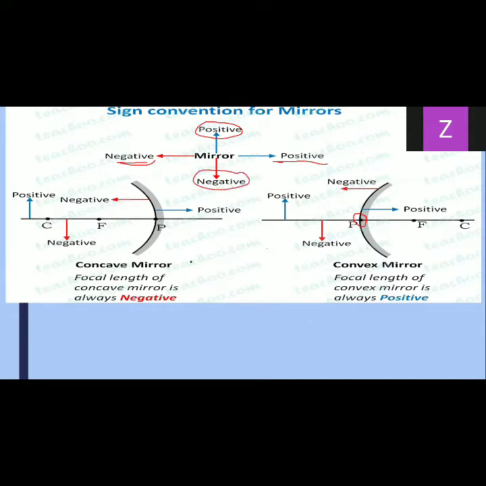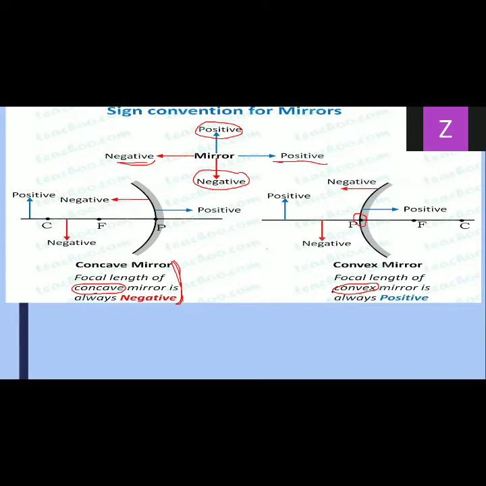The last point, which is very important, is about the focal length. The focal length for concave is always negative, and for convex, it is always positive. So these are the sign conventions which you have already studied. We are going to use them while solving numericals.